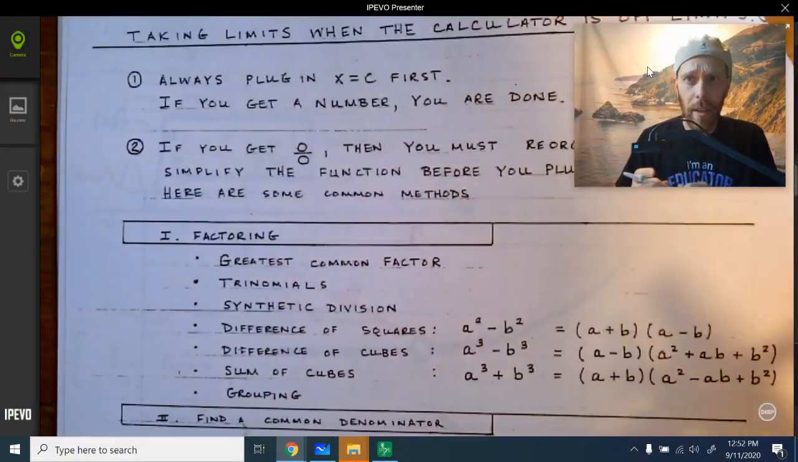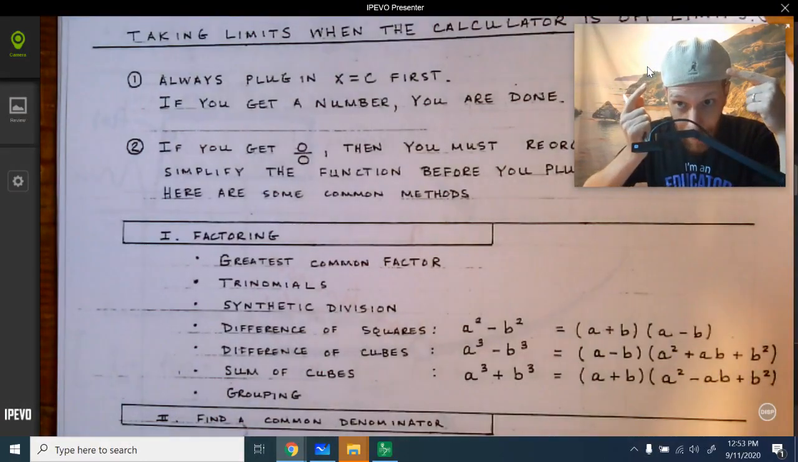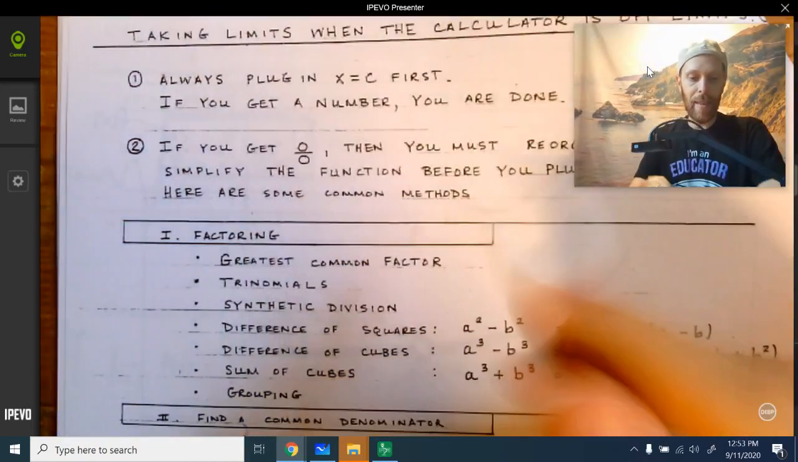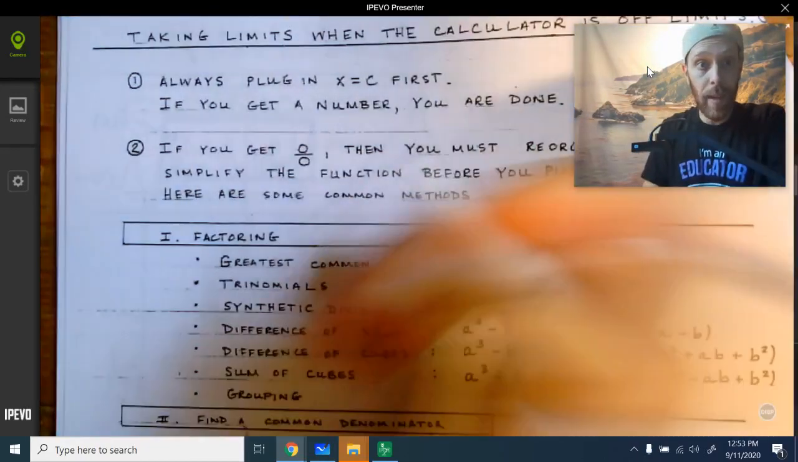So we're on the back now, and because we're on the back, I've turned my hat backwards. It's fun. And this is going to take us through the way you deal with all of these algebraic limits.